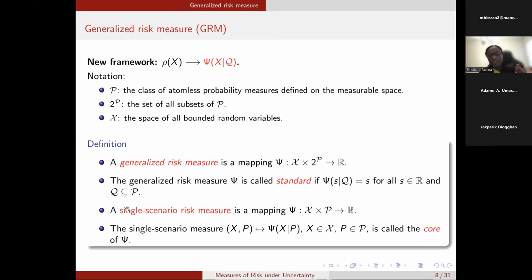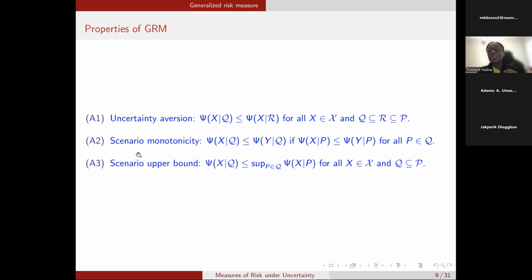And then we have what we call the single scenario risk measure. A single scenario risk measure basically says that for my second argument, which is a power set, instead of having the power set in my second argument, I'm only going to consider this set P. This P can just be a subset of my power set. So a single scenario risk measure, again, is a generalized risk measure whereby the second input is just a set of probability measures. And then we have what we call the core, which I will come back to later. So these are the properties of the generalized risk measure that I just introduced.